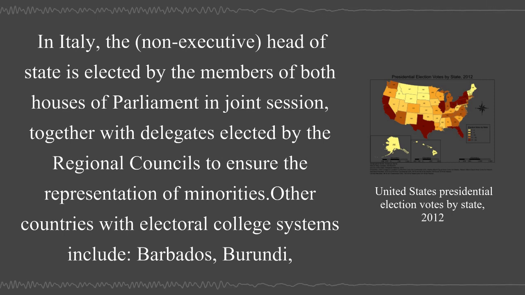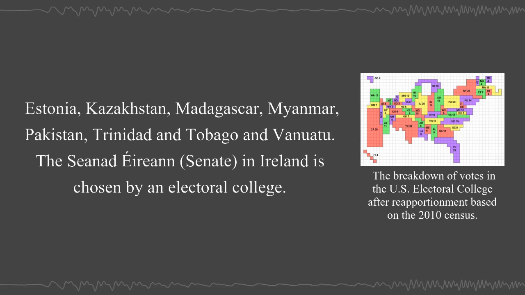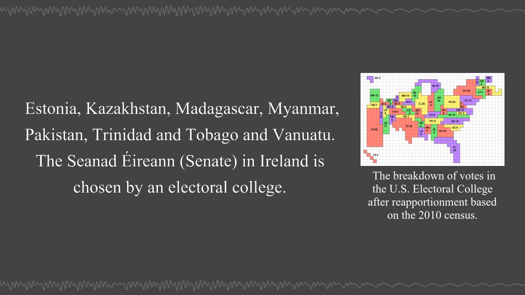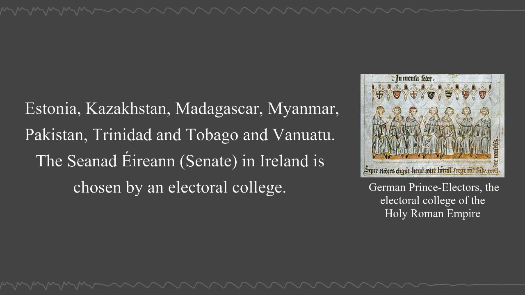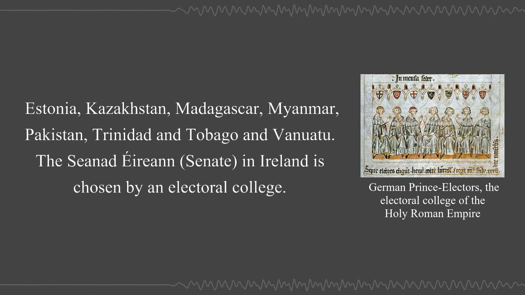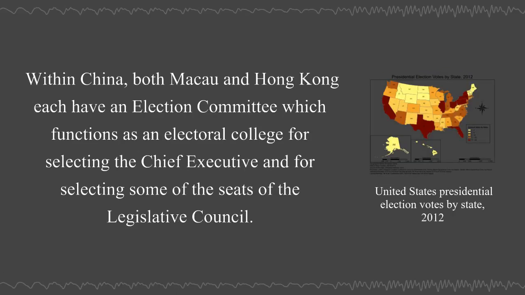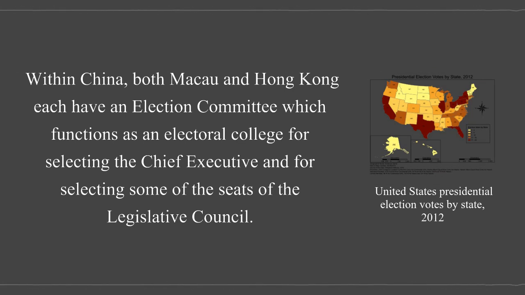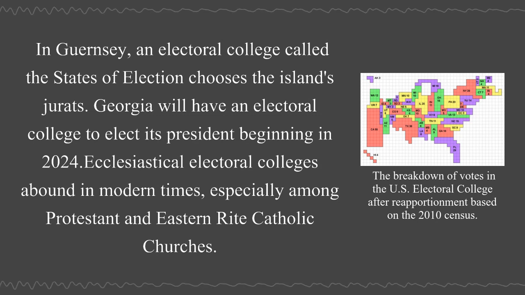Other countries with electoral college systems include Barbados, Burundi, Estonia, Kazakhstan, Madagascar, Myanmar, Pakistan, Trinidad and Tobago, and Vanuatu. The Seanad Éireann, the Senate in Ireland, is chosen by an electoral college. Within China, both Macau and Hong Kong each have an election committee which functions as an electoral college for selecting the chief executive and for selecting some of the seats of the Legislative Council. In Guernsey, an electoral college called the States of Election chooses the island's jurats. Georgia will have an electoral college to elect its president beginning in 2024.